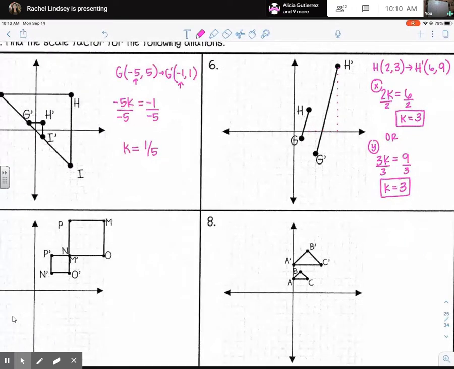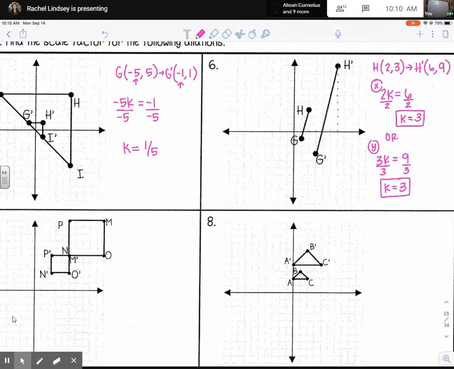Okay, so I'm going to give me a letter on number 7. I heard O first, so we'll go with O. So O starts off at 10, 5, 5, and it ends up at 5.